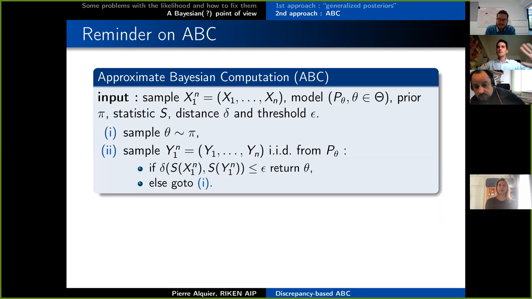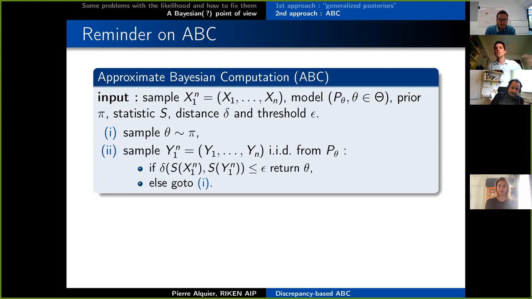So still a sample X1, ..., Xn, model P_theta, I don't change this, but we have a prior pi. Summary statistics S, which might be small or large dimensional, I have no prior on that for now. A distance delta and a threshold epsilon. And the ABC algorithm will essentially be: at each step you sample theta from the prior, and then you sample Y1 to Yn iid from P_theta, and you compare the true sample X1:n to the one you just sampled, Y1:n, through their statistics. If they are close enough, you keep theta, otherwise you reject it and you start again. You obviously all know this better than I do.